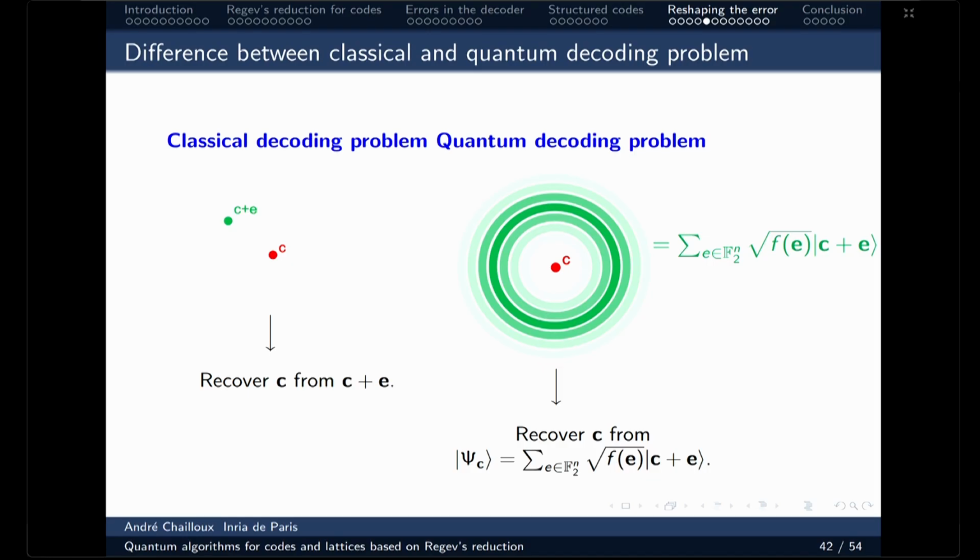Okay, so now let's abstract everything. We have this state psi C, which is the code word with errors in quantum superposition, and we want to find C, right? On the left we have what was our classical problem, and on the right we have the problem we actually want to solve. So we have this quantum pure state, and we want to recover C.